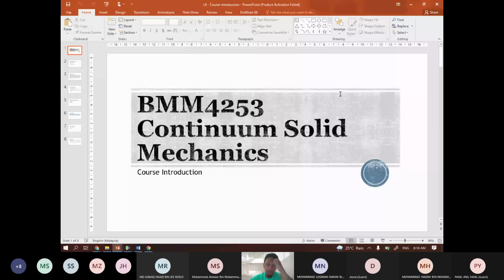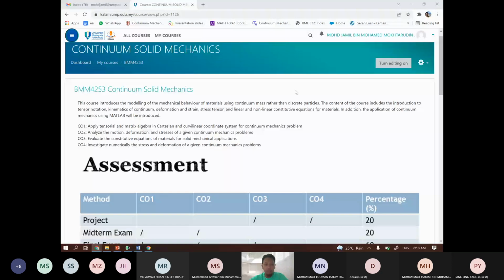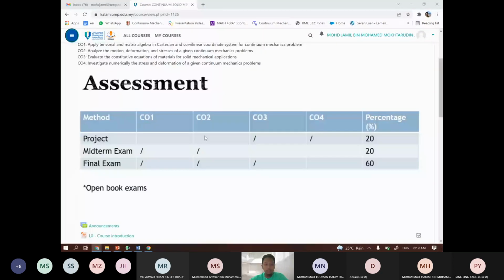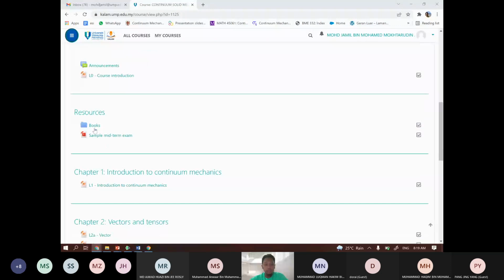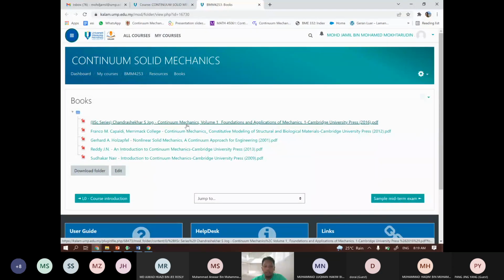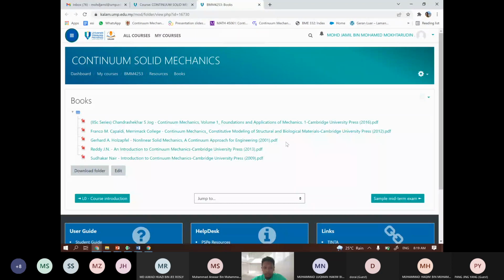Okay, so let me bring you to our Kalam. In Kalam, I've put the course introduction, COPO, and the assessment. And in the resources, I've put a folder that contains some books, okay? 5 books that you can look at for exercises, maybe starting next week and onwards. Some of the exercises have answers, some don't, okay? And some of the questions are taken from the books, okay? So if you do the exercises and they come out in the exam, then that's good.